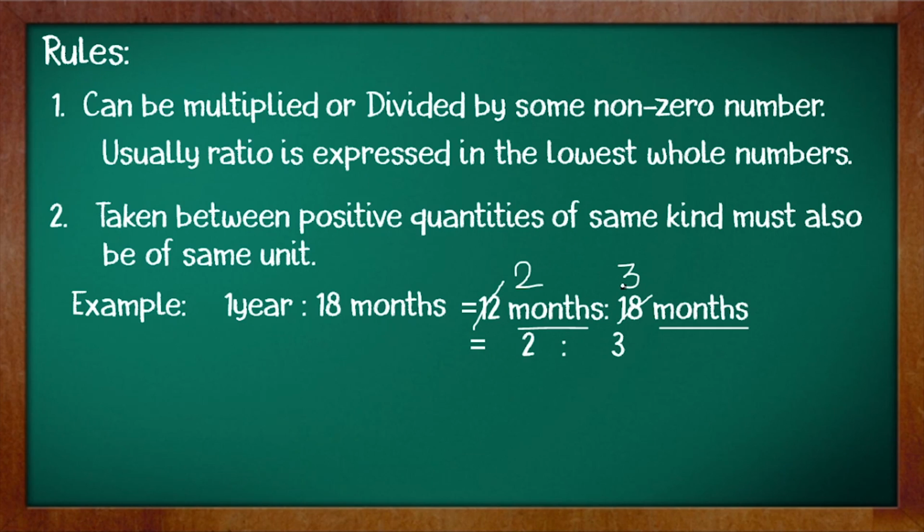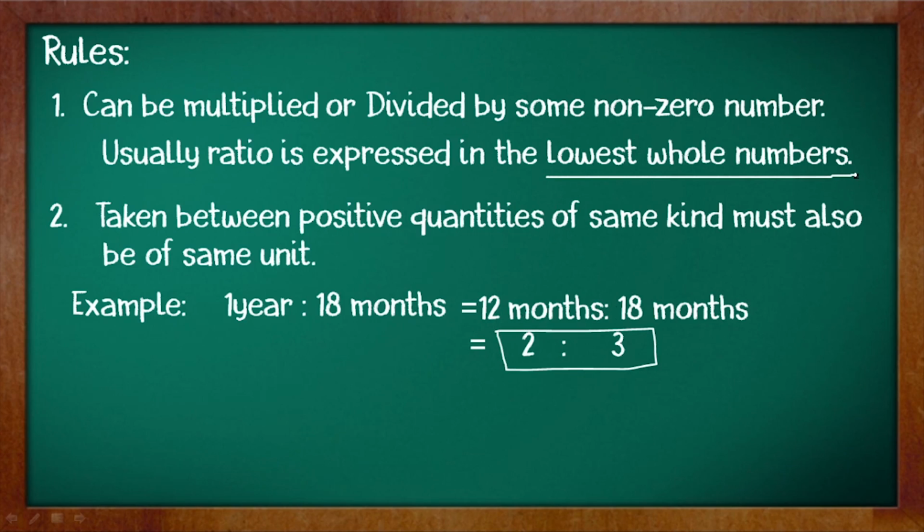2:3. Okay, so here also we are dividing by the same non-zero number, that is 6. So you are dividing 12 by 6 and 18 by 6, and this does not change the ratio. So what is the final answer that we get? 2:3, and usually it is expressed in the lowest whole numbers.